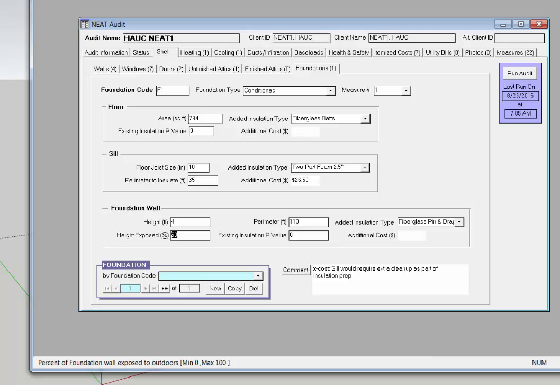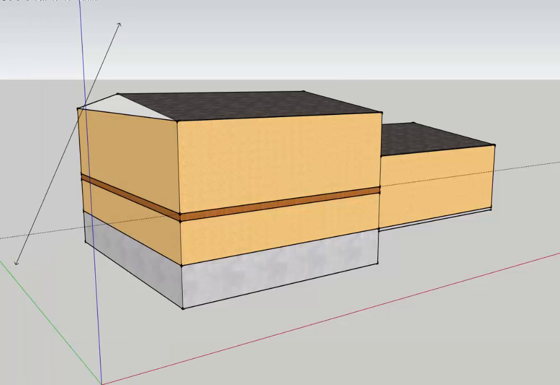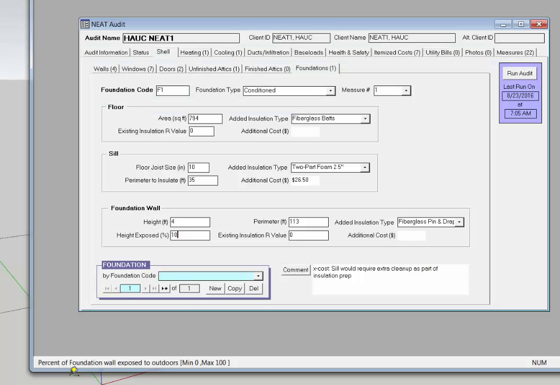The height exposed is either going to be 0 if the dirt goes all the way up to the top. It's more likely that it's maybe 10% or something, because the ground is probably going to be 6 or 8 inches below that. So that would be your exterior grading. But anyway, just as you normally would with the basement, just figure out the total height of the foundation wall and the height that it's exposed.